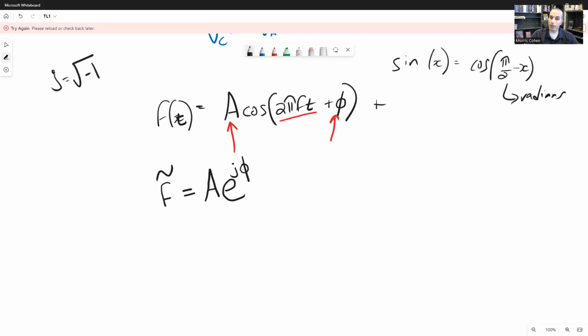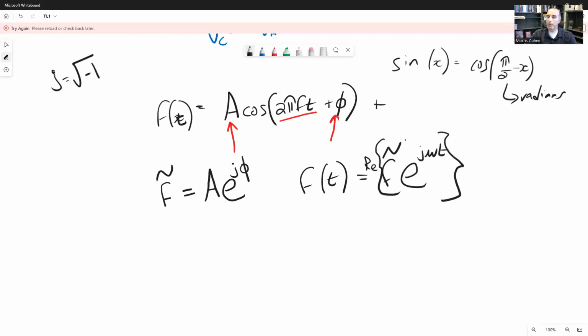And we can convert this back into the time domain form with the following trick, right? F of t is going to be the phasor value times e to the j omega t, and then we're going to take the real part of that, right? That basically allows us to take the phasor value and convert it back into the time domain. We'll see why that's the case in a second.